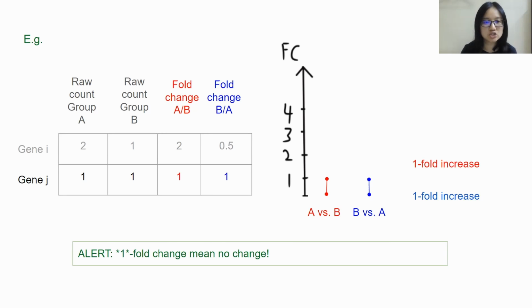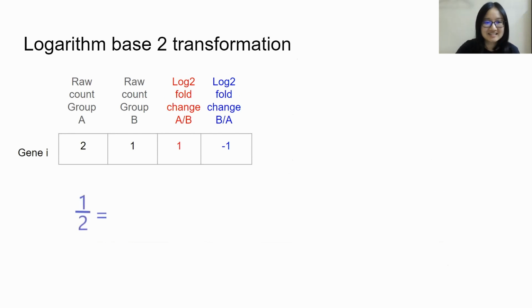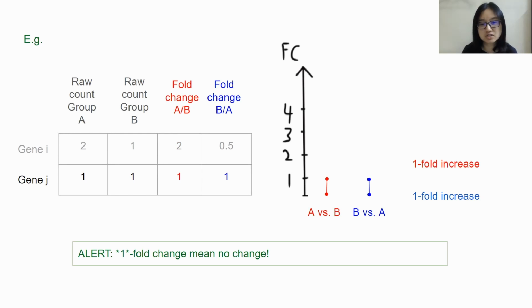When both samples have a similar result, let's say each of them has 1, the fold change will become 1. This is another confusion, because a fold change of 1 means no change. So they create a lot of confusion when you just use the fold change directly.